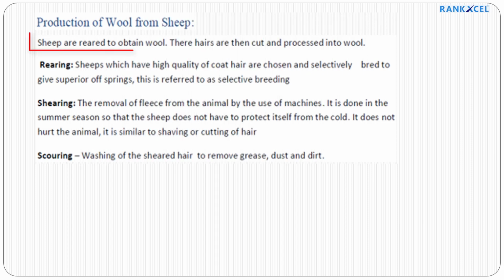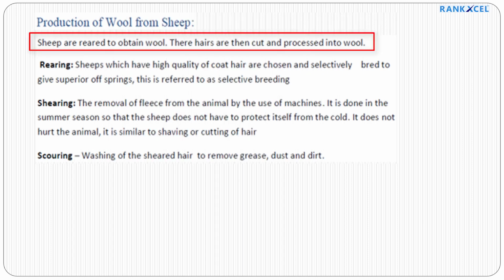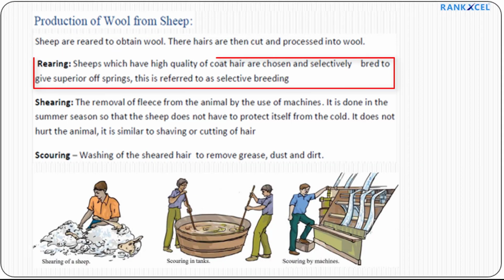Production of wool from sheep. Sheep are reared to obtain wool. Their hairs are then cut and processed into wool. Rearing. Sheep which have a high quality of coat hair are chosen and selectively bred to give superior offspring. This is referred to as selective breeding.